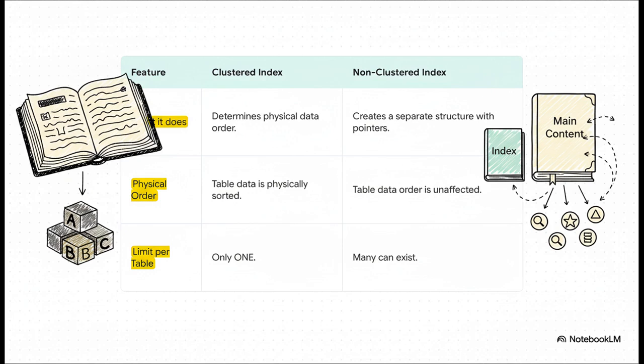Then you have the non-clustered index. This is much more like the index at the back of a textbook. It's a totally separate structure with page numbers, or pointers, that just references the data, but it doesn't change the order of the chapters themselves. And because of that, you can have a bunch of these on a single table.